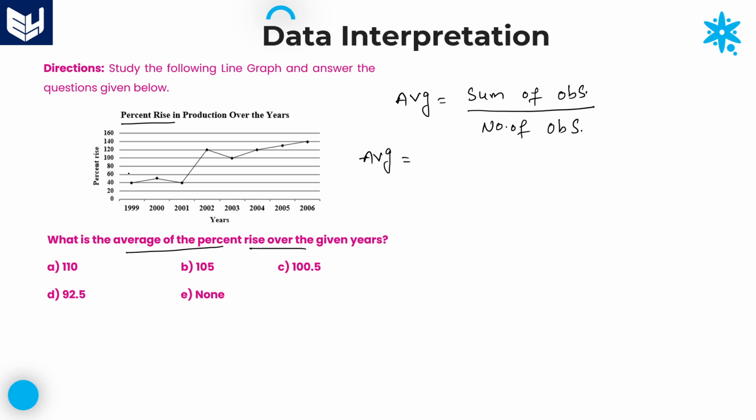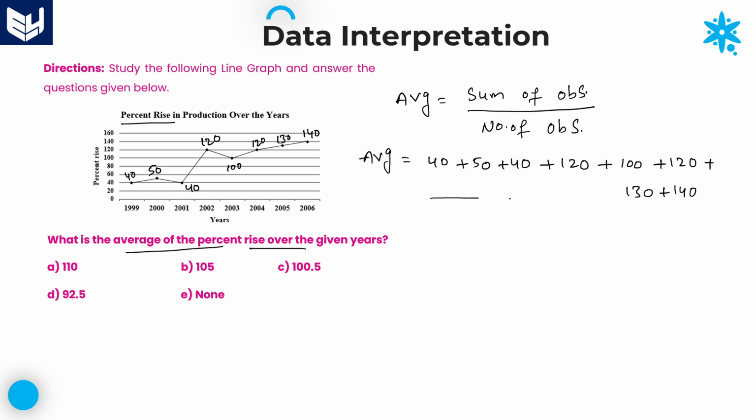So first note down what the values are. The first value is between 40 and 60, therefore it is 50, and it is again 40, and next it is 120, and this is 100, and next it is again 120, and this is 130, and this is 140. Okay, these are the values. Now you can add all these values: 40 plus 50 plus 40 plus 120 plus 100 plus 120 again plus 130 plus 140.